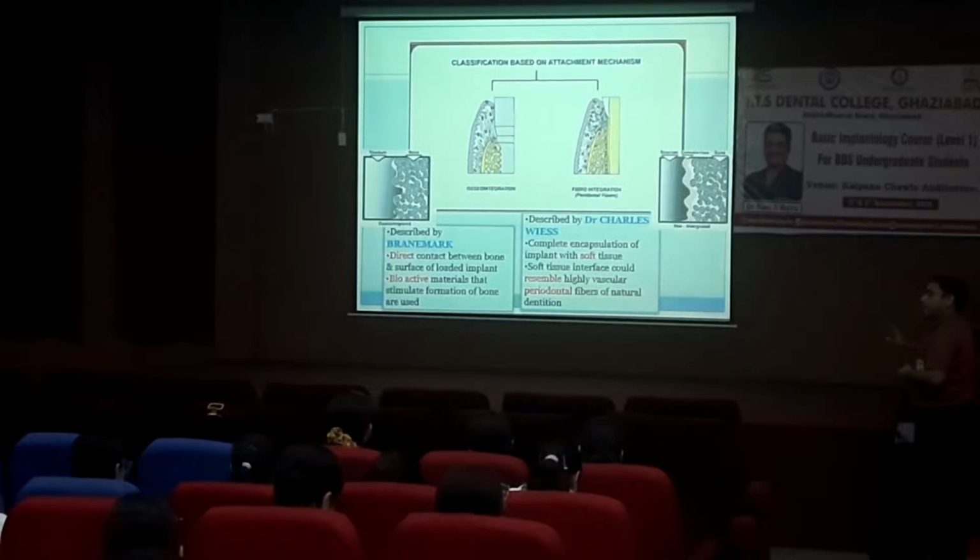If there is a direct contact between the implant surface and the bone, it is called as osseointegration. If there is some fibrous tissue formed in between the implant surface and the bone, then it is called as fibrosis.